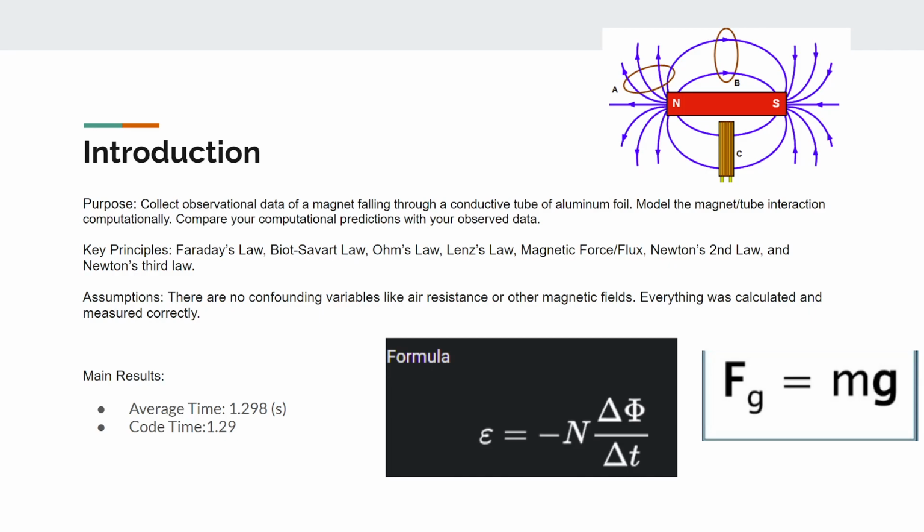Our main result is that the average time for our test was 1.298 seconds, and our code time was 1.29. So this is from the code. And then to the right you see Faraday's law, and Fg equals mg, which are key.